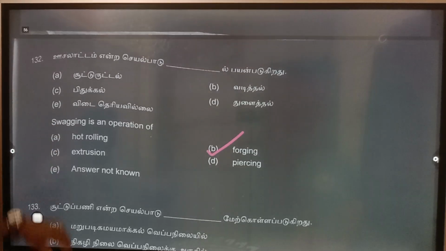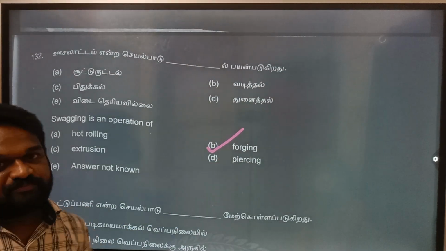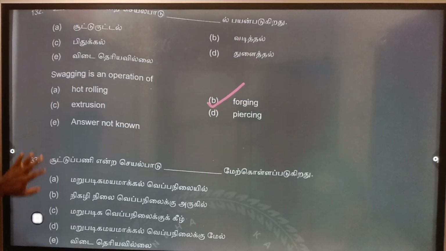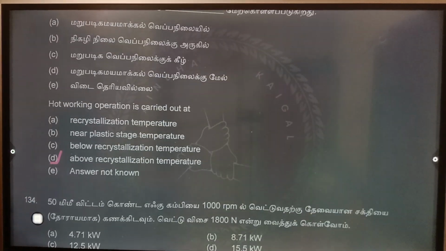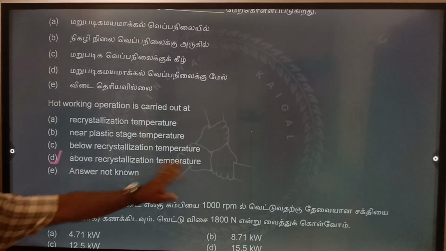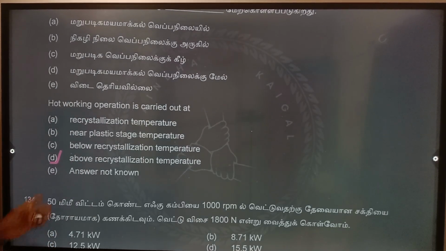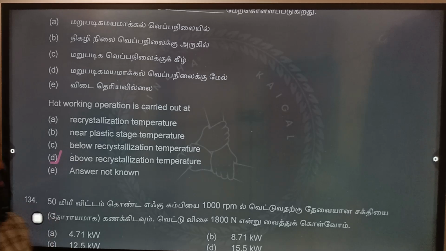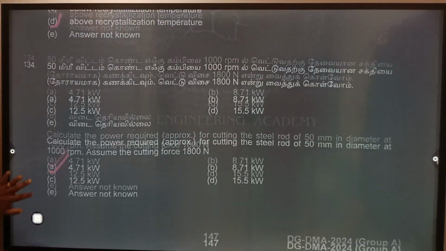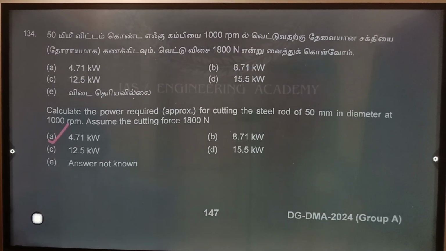132. Swaging is an operation of forging. Answer is B. 133. Hot working. Very direct question. Above recrystallisation temperature, below is cold working. So above recrystallisation temperature is the hot working operation. So answer is D. Then 134. Calculate the power required. After calculation you will get 4.71 kilowatt. Answer is A.